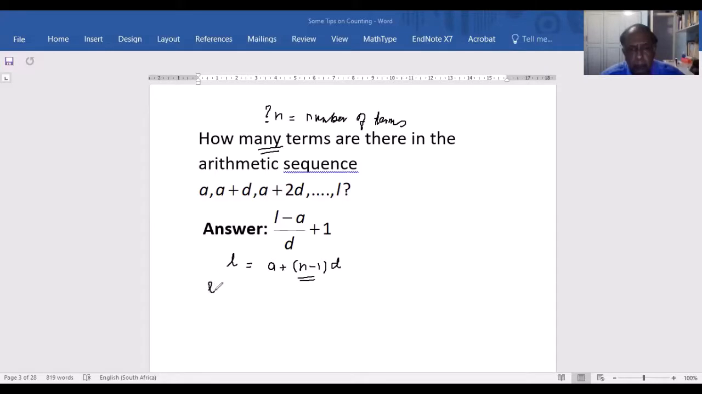So you subtract A on both sides. To make it the subject of the formula, we have to divide on both sides by D to get to N minus 1, and then N itself, that's what we're looking for, is L minus A over D plus 1, to bring 1 to the other side. And that's exactly what we've got there. So that's a very neat formula. Now let's see.